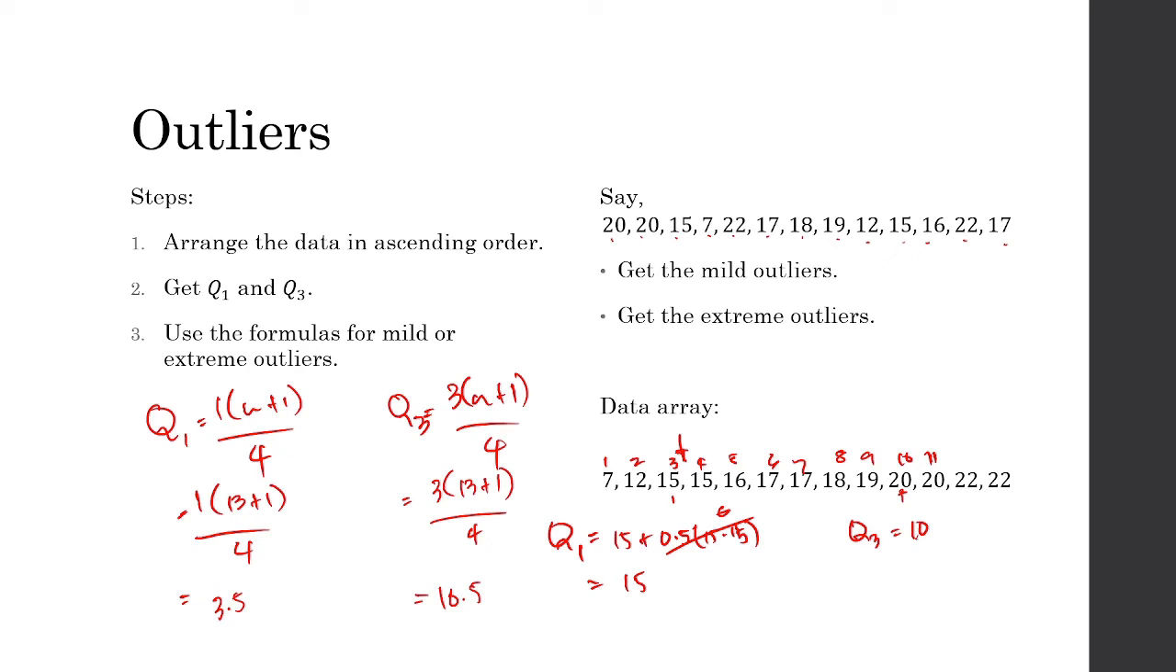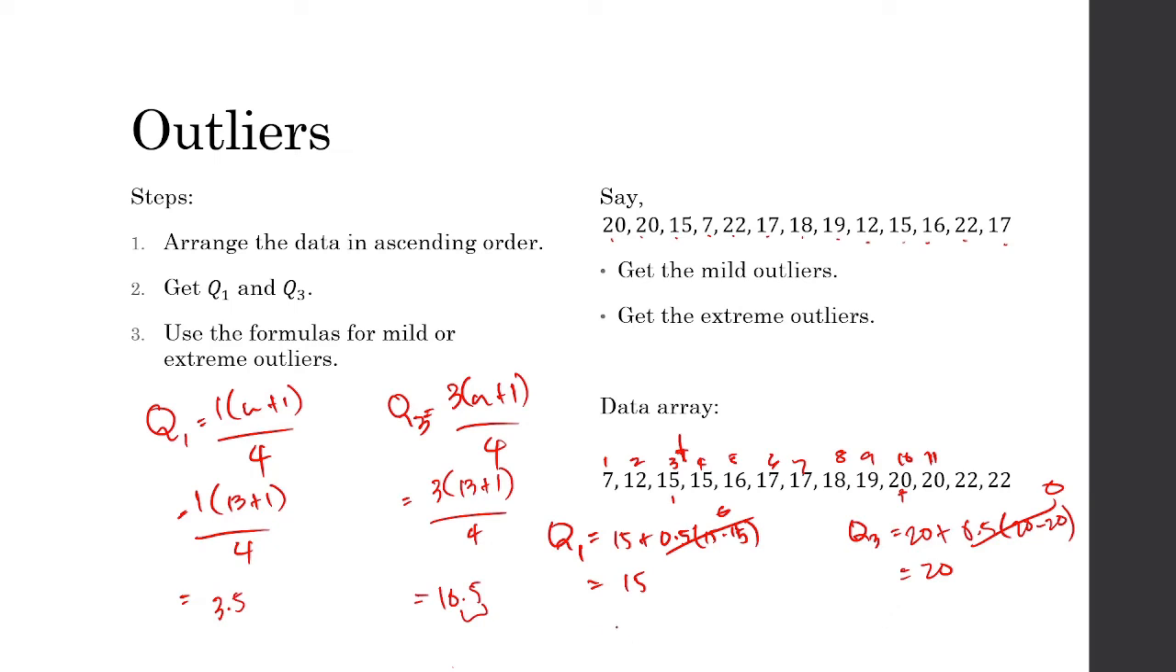So, we have there 10 plus the fractional value, which is 5. So, we have there 0.5 times 20, minus 20, and 20 minus 20 is 0, meaning this is all 0, so this is actually equal to 20. So now, let's quantify the mild and extreme outliers.